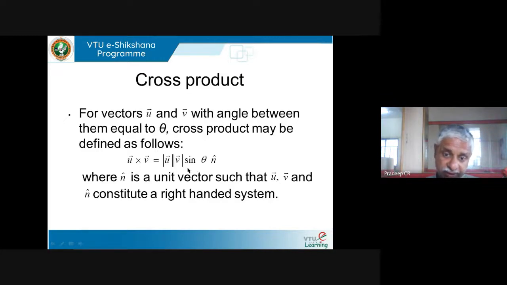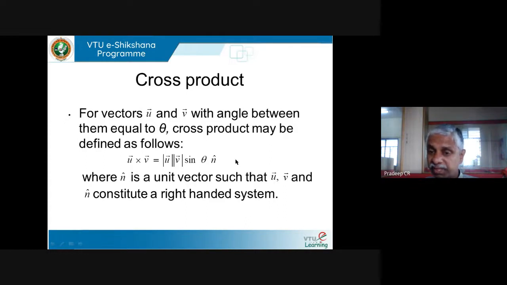So this is a number. Mod u into mod v into sine theta, where theta is the angle between the two vectors, this whole thing is a number. This number is multiplied by n hat, where n hat is a unit vector such that u, v and n hat constitute a right-handed system. Right-handed system means, if you see the corner of a room facing it, to your left is the x-axis, to your right is the y-axis, and the one in front, vertical, is the z-axis, positive x, positive y, positive z. This is a right-handed system.